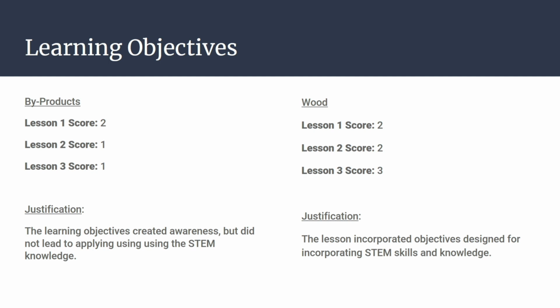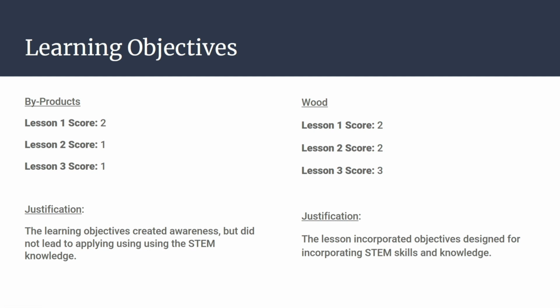You'll see that for the byproducts, there is a score of level 2. We rated this because this particular lesson did look at connecting the agricultural activities to the engineering design of building the house for the 3 pigs. But you'll see that the other 2 were at that first level of simply creating awareness about a topic, either agriculture, food, natural resources, or STEM.